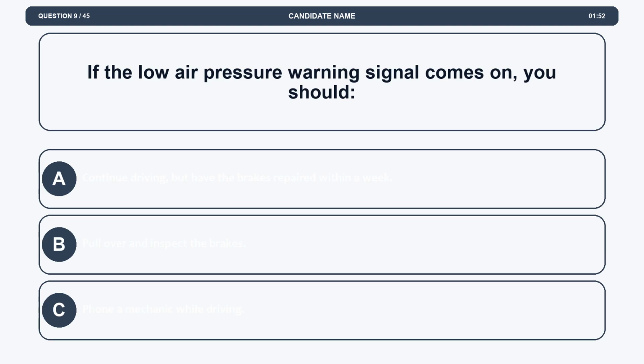Question 9. If a low air pressure warning signal comes on, you should. Option A. Continue driving, but have the brakes repaired within a week. Option B. Pull over and inspect the brakes. Option C. Phone a mechanic while driving.